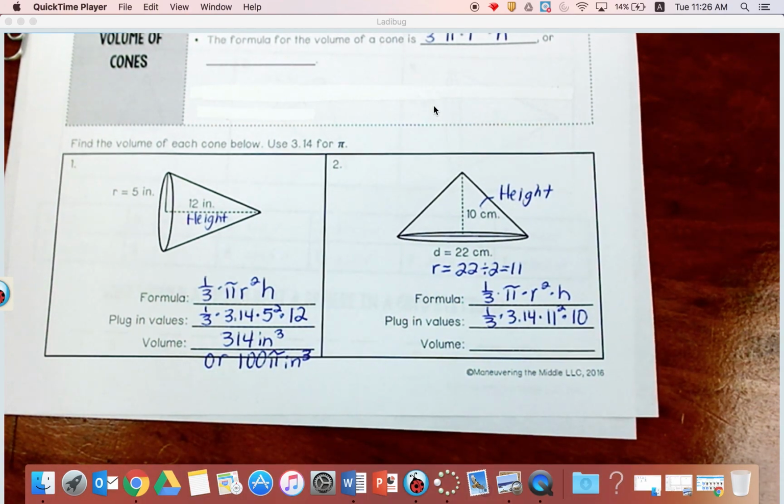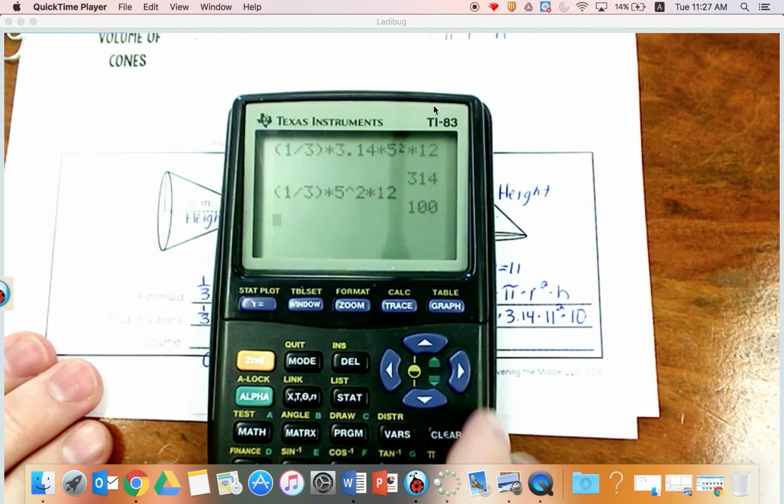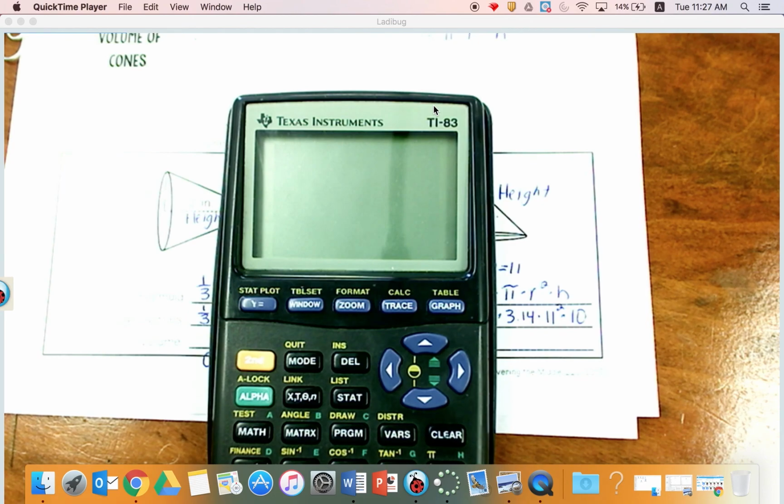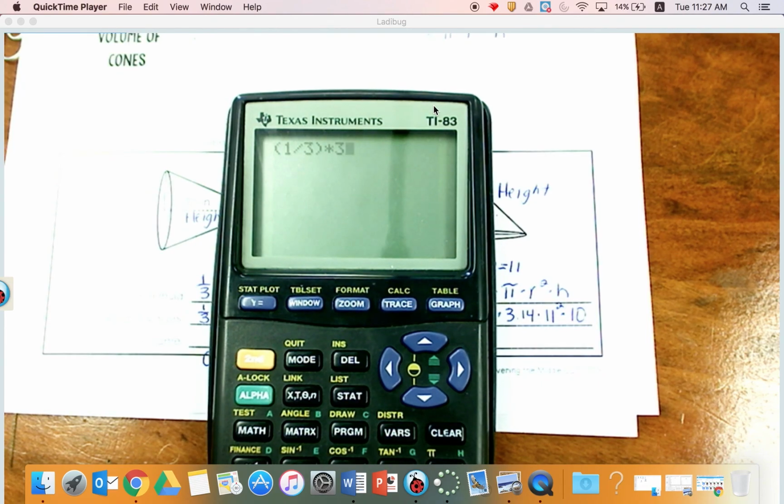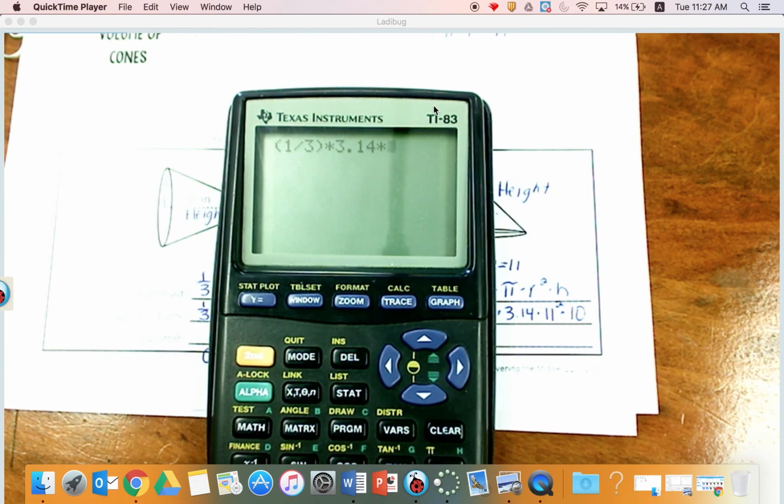Now I can put that onto my calculator, or I can do bits and pieces at one time. It does not matter. But I'm going to put it all into my calculator here. I'm going to put parentheses around the 1/3, 1 divided by 3. Need to put parentheses around it so that my calculator can use the order of operations correctly. Times 3.14 times my radius squared, which was 11, times 10, my height.